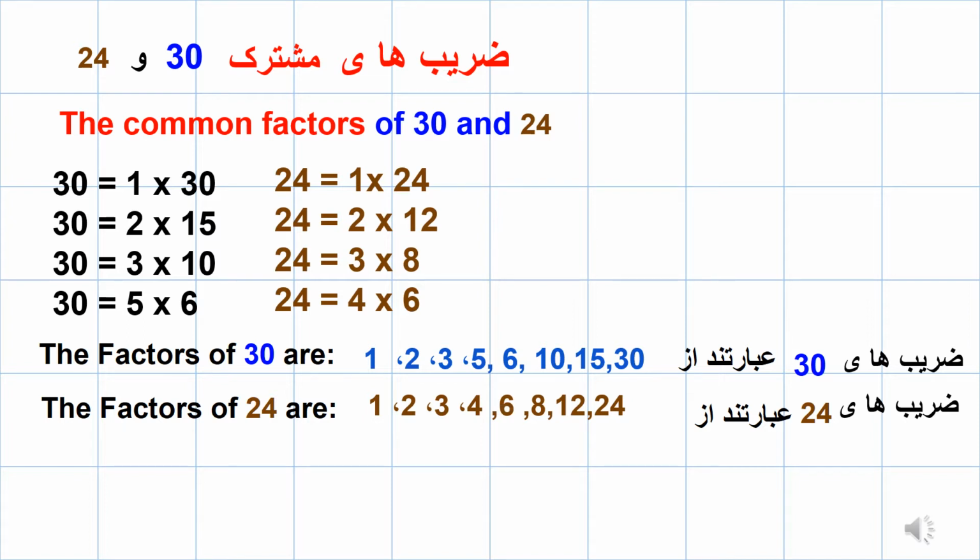2, 3, 4, 6, 8, 12, 24, and those numbers are 1, 2, 3, 4, 6, 8, 12 and 24, which are the factors of 24.